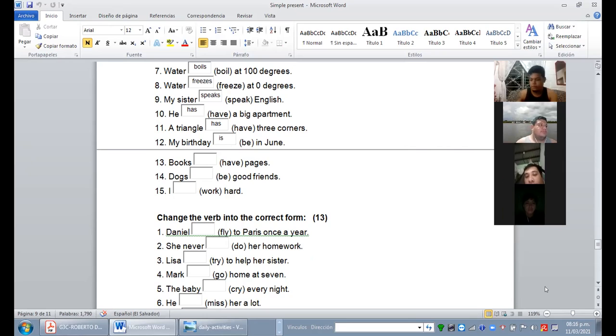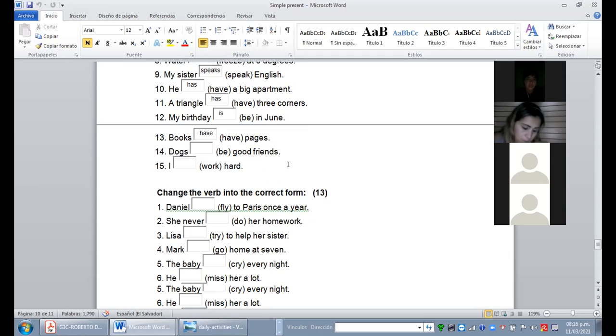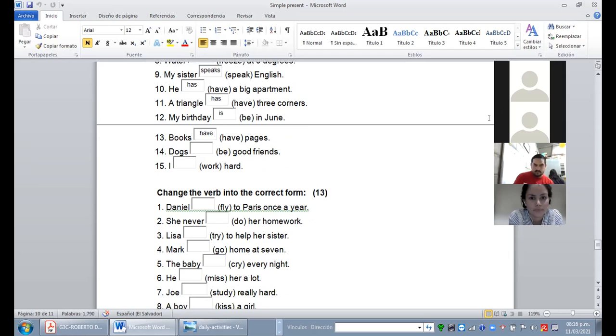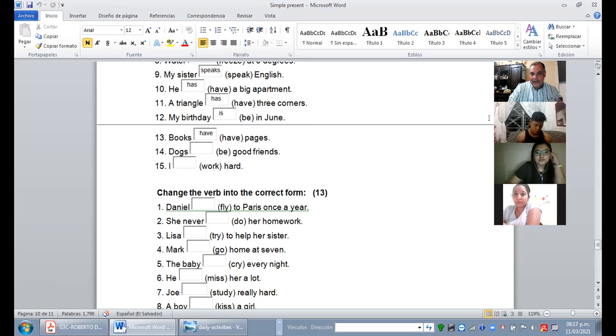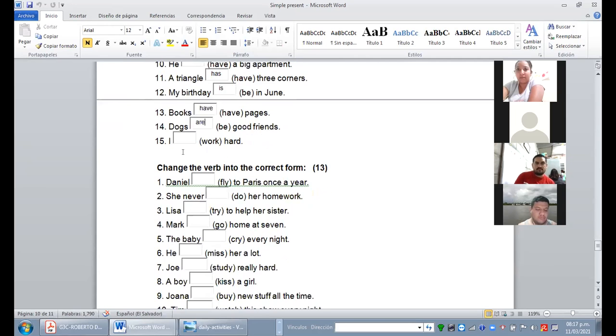The next one, let me see. Catherine. Books have pages. The plural of page is pages. Very good. Jacqueline, the next one, number 14. Dogs are good friends. Very good. Number 15, Oscar Arnulfo. Teacher, I am work hard. Ajá, pero ¿por qué usamos am?